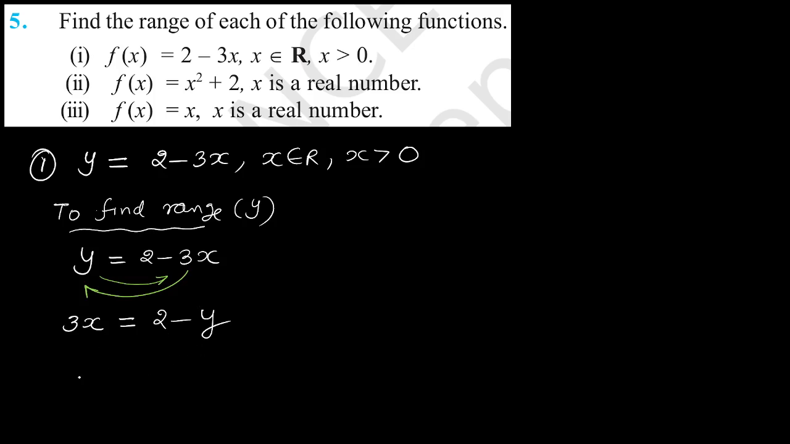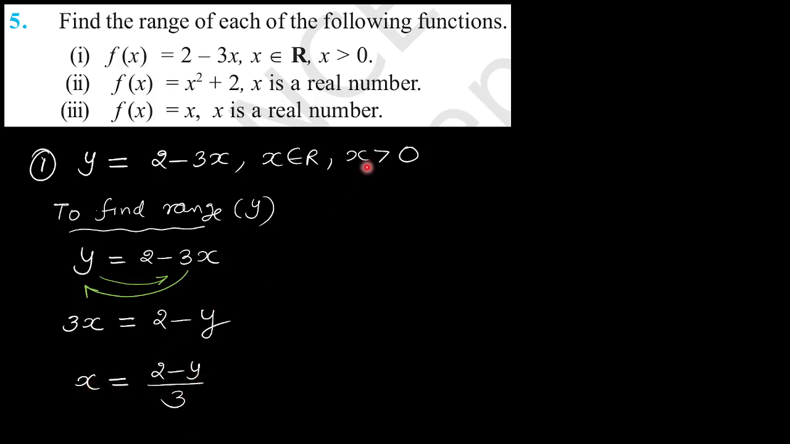x equal to, what is x then? This 3 goes to the other side, becomes divided by 3. So x equal to (2 minus y) by 3. Actually this is the general technique: the y equal to form should be converted to x equal to form for finding range. So if you look at this equation, you will get some idea about y. What are the possible values of y?